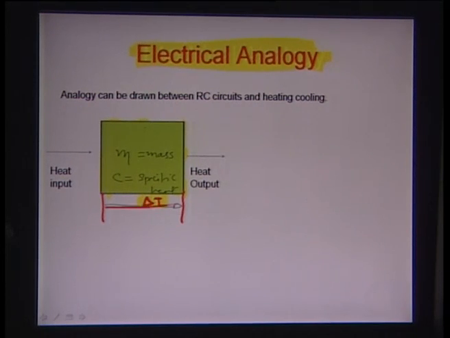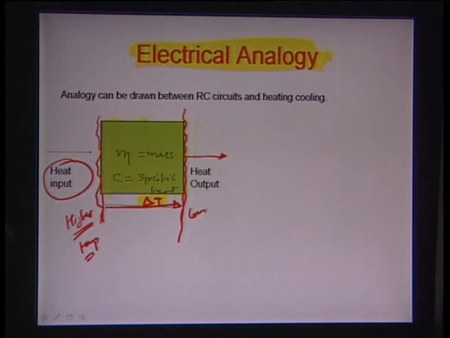So delta T is the temperature difference. This may be on a higher side of temperature, and obviously because this side is the higher side of temperature, there should be a heat flow from one end to another. So there is a heat input across this end. So this is the surface with a higher temperature, and there is a heat output here from this particular surface. So this is the surface with a lower temperature, or the difference is about delta T.